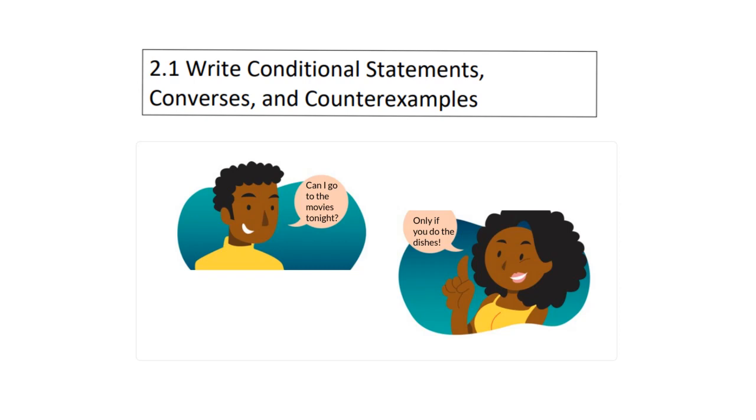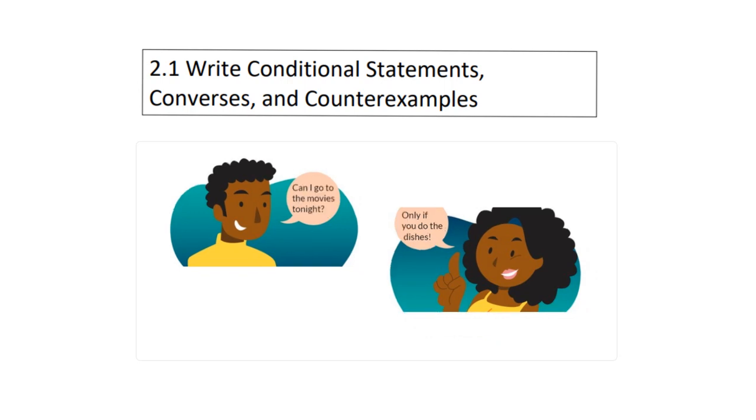This is lesson 2.1, Write Conditional Statements, Converses, and Counterexamples. Now, this is the beginning of chapter 2 called Proofs and Reasoning. And in this unit, we're going to do a lot of creating logical arguments, taking some information that we're given and making a logical conclusion from it. And to get us started with that, we need to talk about conditional statements.